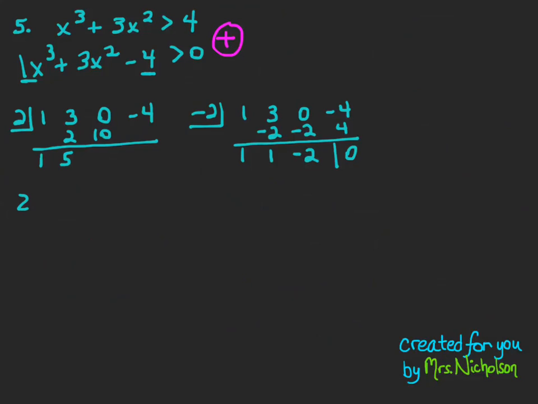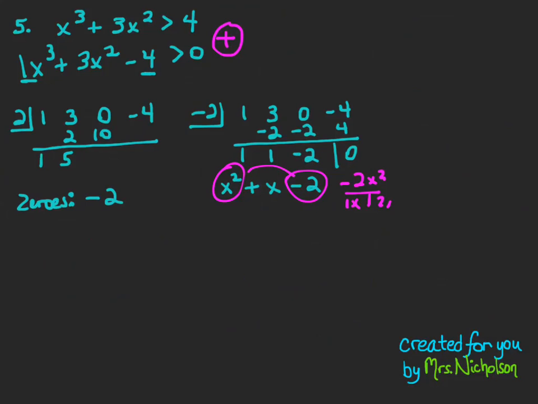And let's just start a list of zeros. So negative 2 is one of them. And now my numbers here, 1, 1, and negative 2, are going to be coefficients on a quadratic, x squared plus x minus 2. And so I'm going to multiply the first and last term. I get negative 2x squared. Factors of negative 2x are 1x and 2x. I need a positive x in the middle, so I'm going to choose negative 1 and positive 2. I'm going to rewrite my quadratic as x squared minus 1x plus 2x minus 2. And I'm ready to factor by grouping.